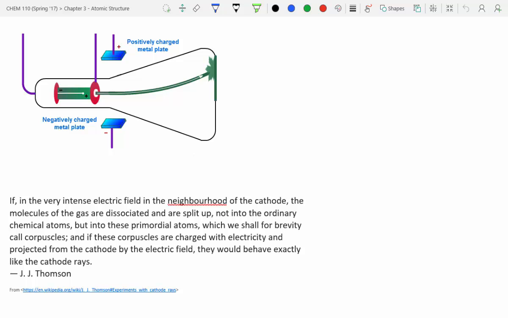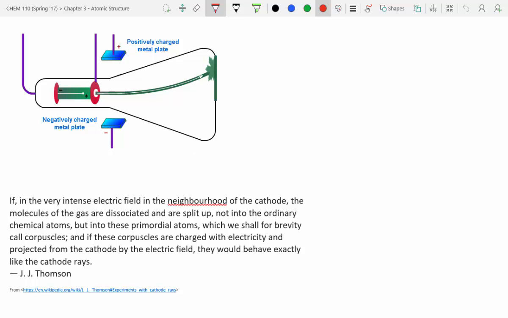He said, and if these corpuscles are charged with electricity and projected from the cathode by the electric field, they would behave exactly like cathode rays. This sounds like gibberish, but really all he's saying is that the beam behaves like something that has a negative charge, right? The cool thing with this experiment was this was the precursor to the TV. All of the old tube TVs that you guys had, not the flat screen ones, actually use this same sort of technology where you take a beam and you actually will bend it upwards into a specific position.